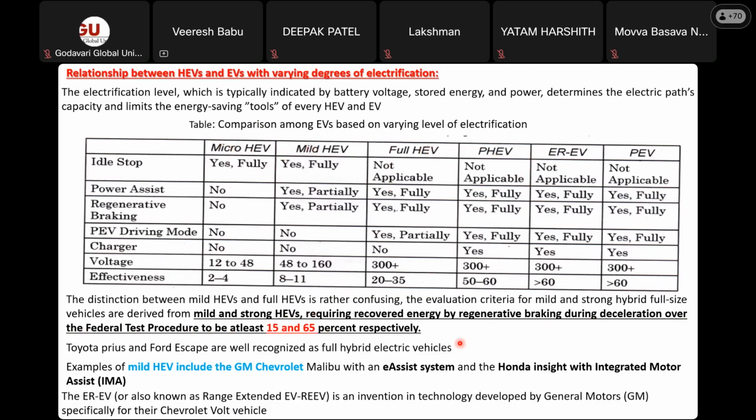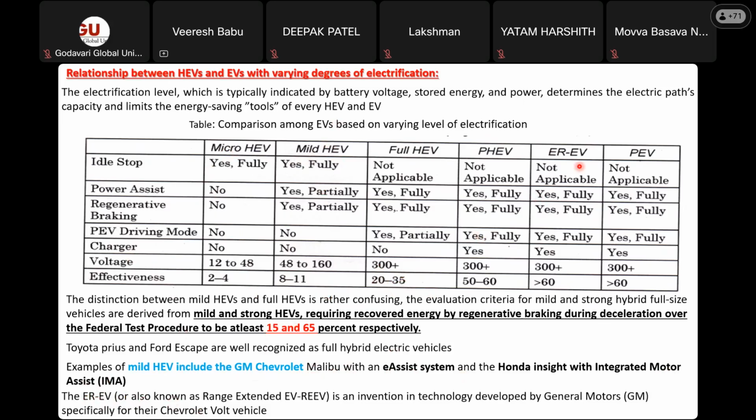Okay. So Toyota Prius and Ford Escape are well recognized as full hybrid vehicles. It means that they can have a voltage of 300 plus volts, and the effectiveness of hybridization is going to be 20 to 35%. Okay, right? Examples of mild hybrid electric vehicles include the GM Chevrolet Malibu with eAssist system, and the Honda Insight with integrated motor assist system. These are mild hybrid electric vehicles. Okay, so range extended vehicles are normally what we know.